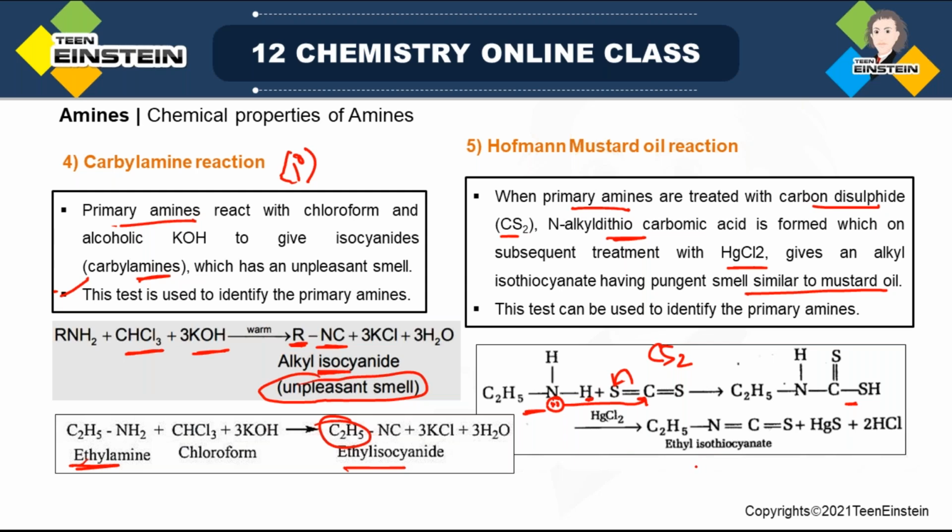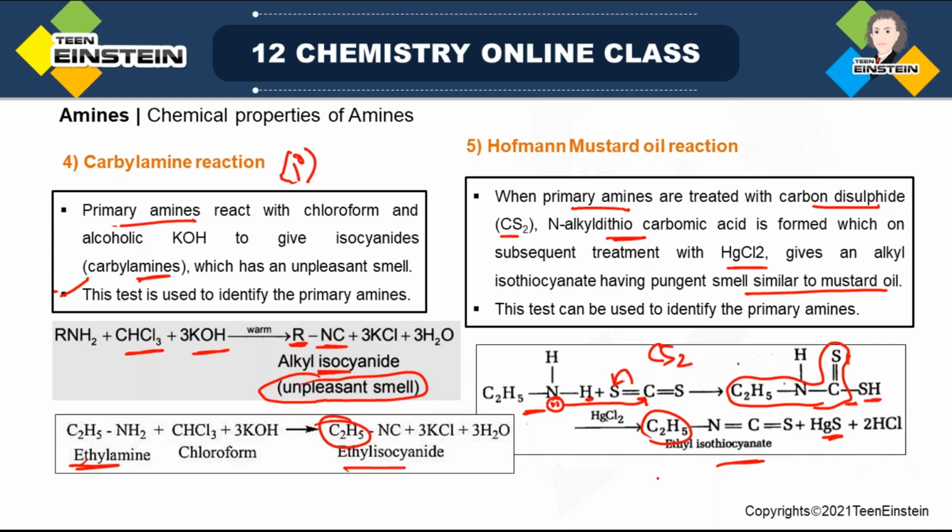We are getting ethyl isothiocyanate, C2H5NCS. Here we have two sulfur, but NCS, as if only this part remained after treatment with HgCl2. Markedly, it has taken one S and it is forming HgS. And this is actually ethyl isothiocyanate because the R group we have taken is ethyl, but in general what should be the name? Alkyl isothiocyanate.